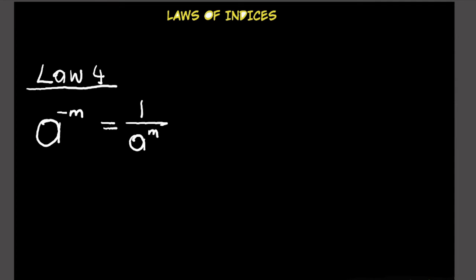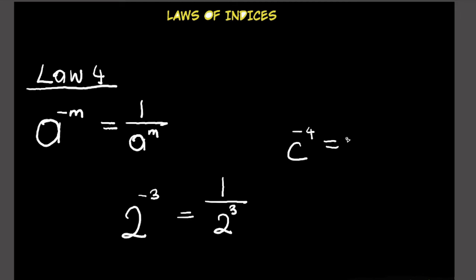Now the 4th law. If you have a base, like in this instance, being raised to a negative power, you put 1 over it and remove the negative sign from before the power. Simply enough. If I had 2 being raised to negative 3, I would put a 1 over the 2 and raise it to a positive 3. Another one. If I had c being raised to negative 4, I will put a 1 over it and I would change that negative 4 into a positive 4. Pretty simple, right?